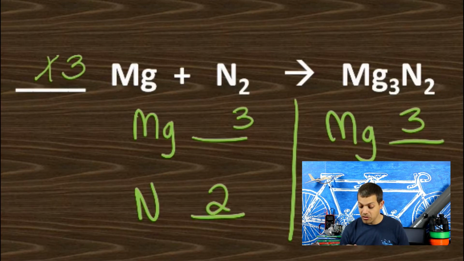So the end result, okay, I can erase my beginning mistakes from my first steps. I have 3 Mg plus N2 yields Mg3N2. So now it is balanced. Let's take a look at a little bit more of a complicated problem.